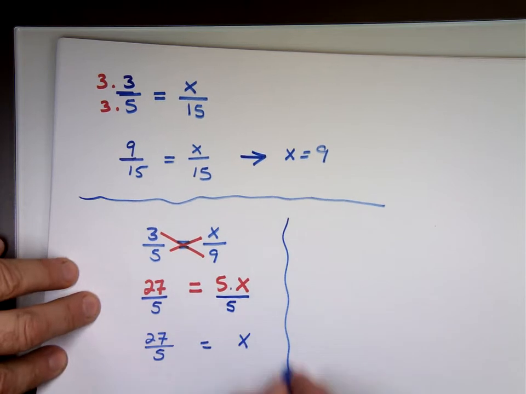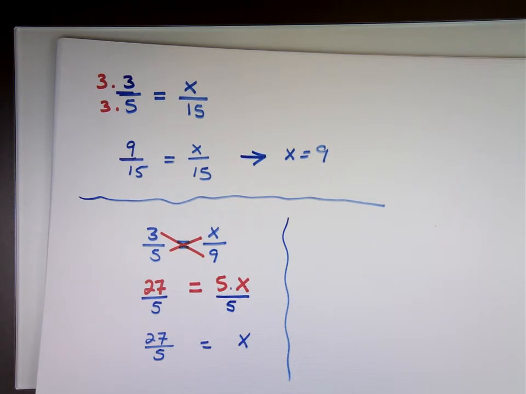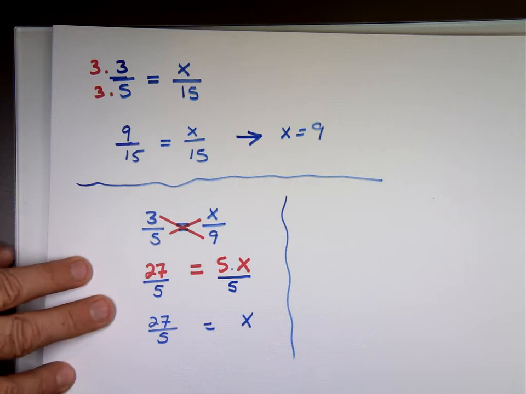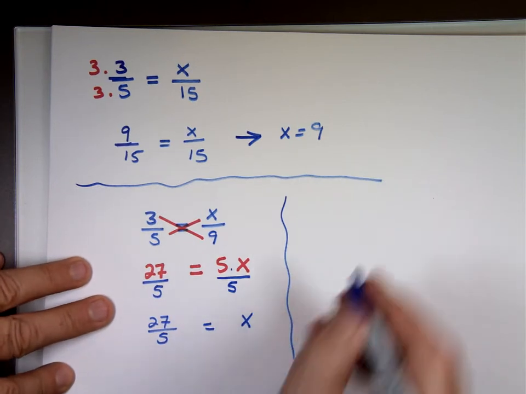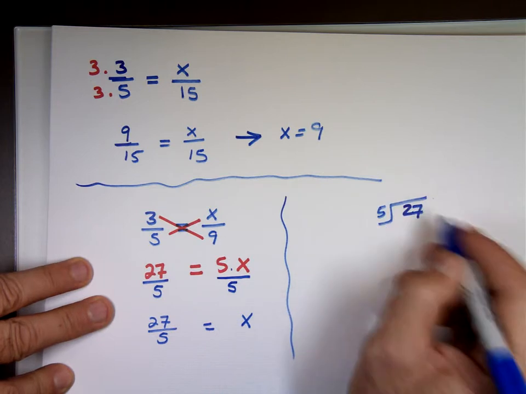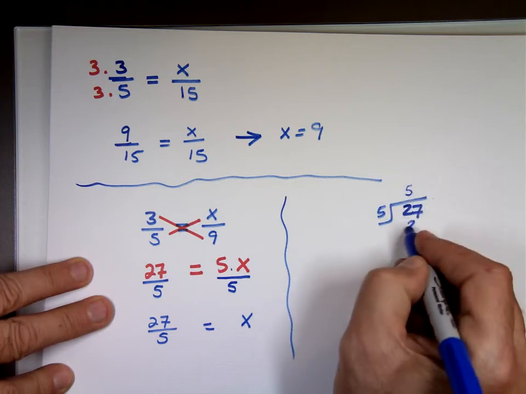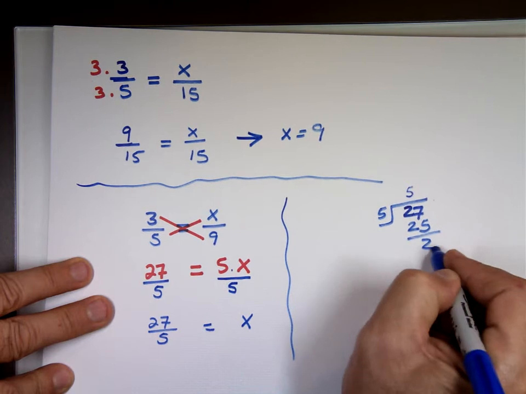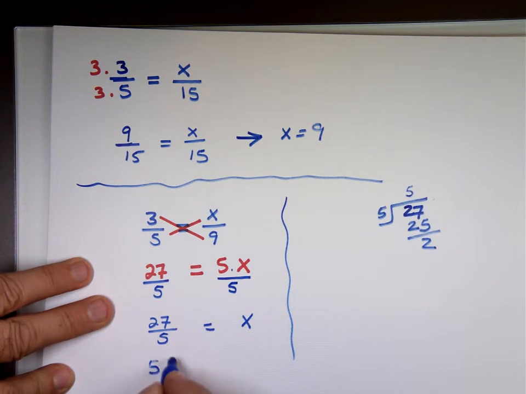Is that how they're going to want it, though, or are they going to want the decimal? They probably leave it like that. It depends. They'll tell you: improper fraction, mixed number, or decimal. If they want it as a mixed number, you go 27 divided by 5. 5 times 5 is 25. What's the remainder? 2. So it'll be 5 and 2 over 5.